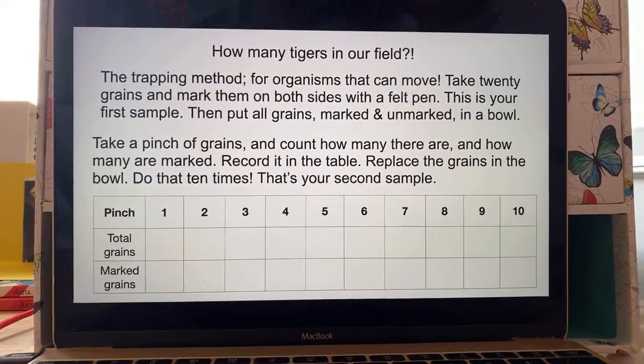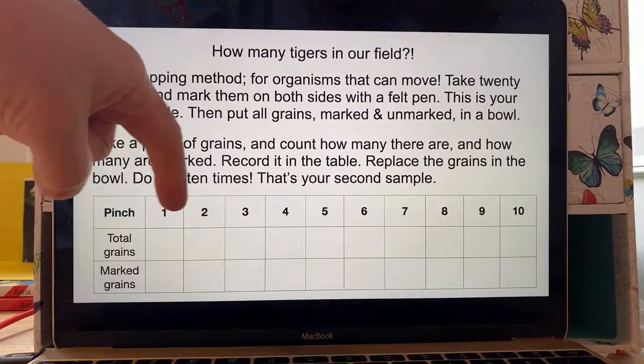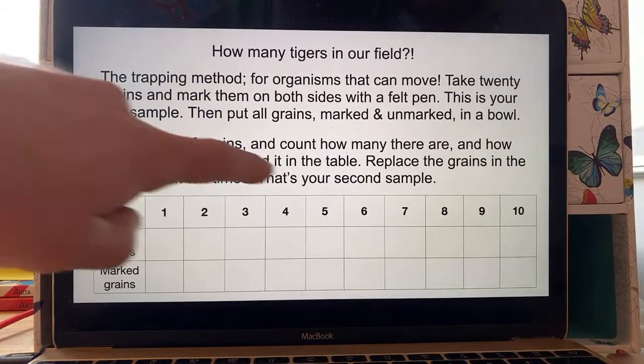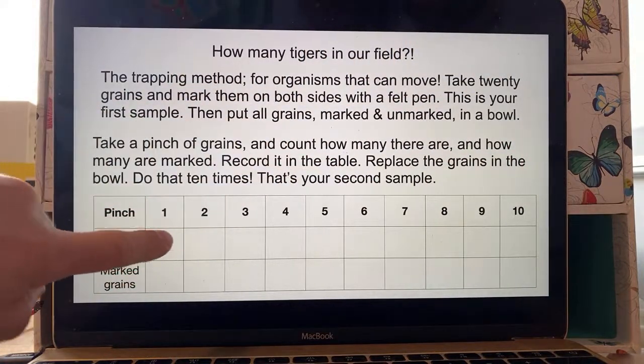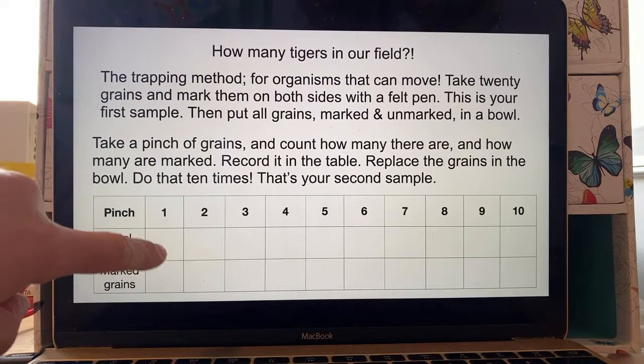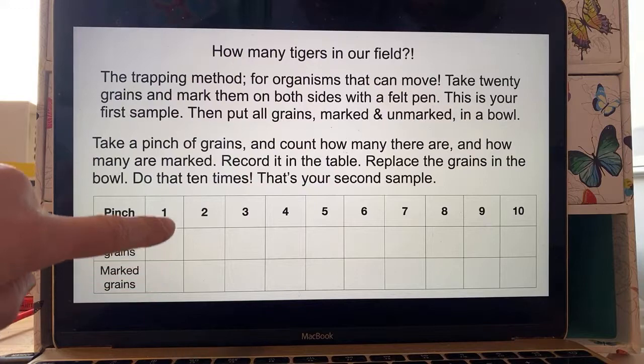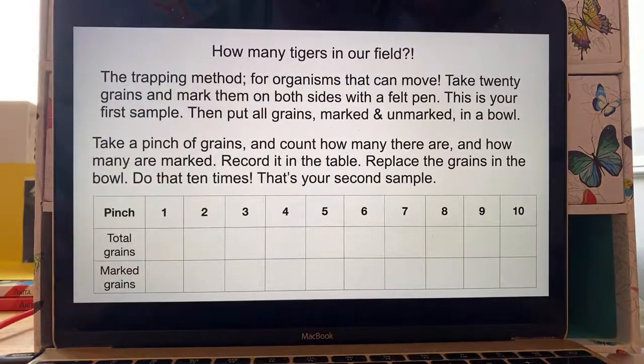So again, if you've got the worksheet, this is a bit easy for you, because you've got this table. If you haven't got this table, you might want to be very quickly sketching it out now. I've just written pinch 1 to 10, because we're going to take 10 pinches altogether. For each pinch, we're going to write down how many grains we got. It might just be like 2 or 3 or 7. And also count how many of those are coloured in for each pinch. And we've got to do that 10 times.